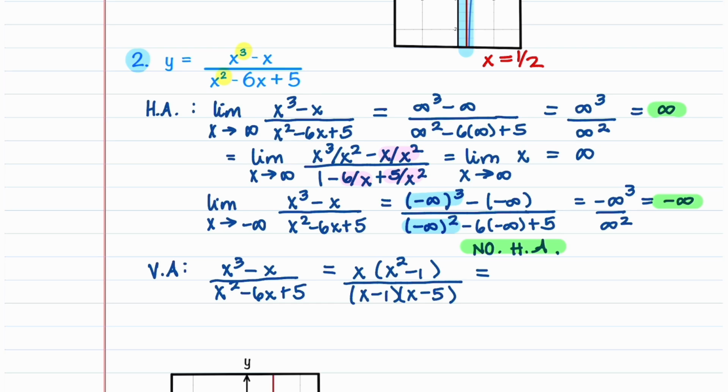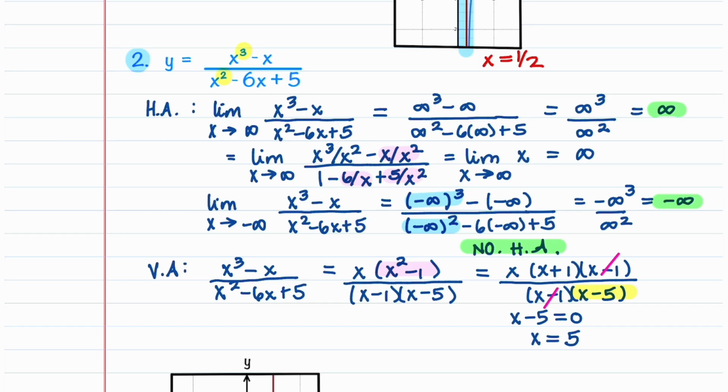Notice that in the numerator, we still have a term that needs to be factored, so let's do that. That's x. x squared minus 1 factors into x plus 1 and x minus 1, and then we'll copy down the denominator, x minus 1, x minus 5, and now we can cross out the terms that are common to both the top and the bottom. What we do next is we take the term in the denominator that's left and we set that equal to 0. And that is x is equal to 5, and that is our vertical asymptote.